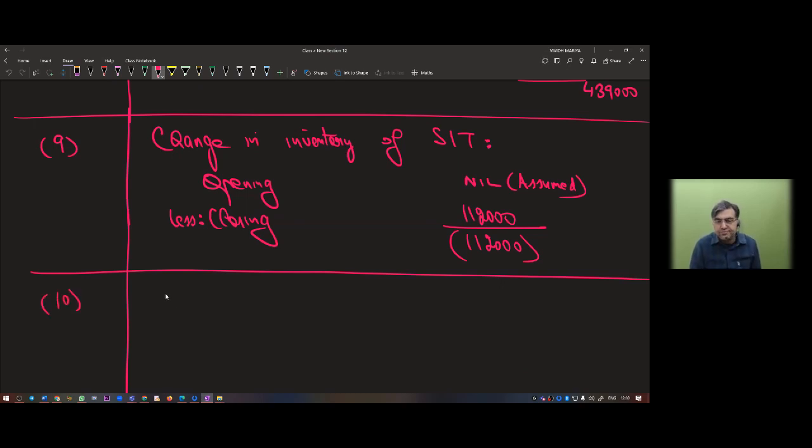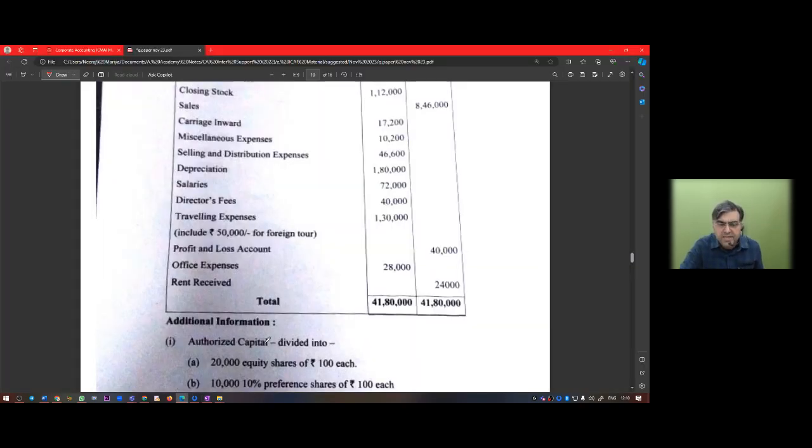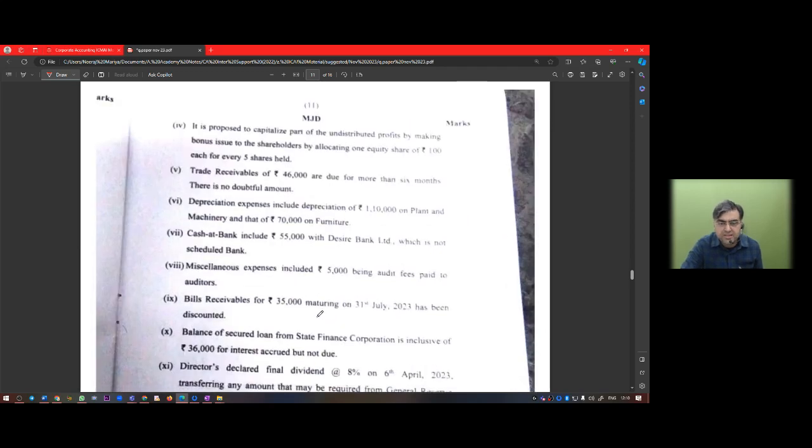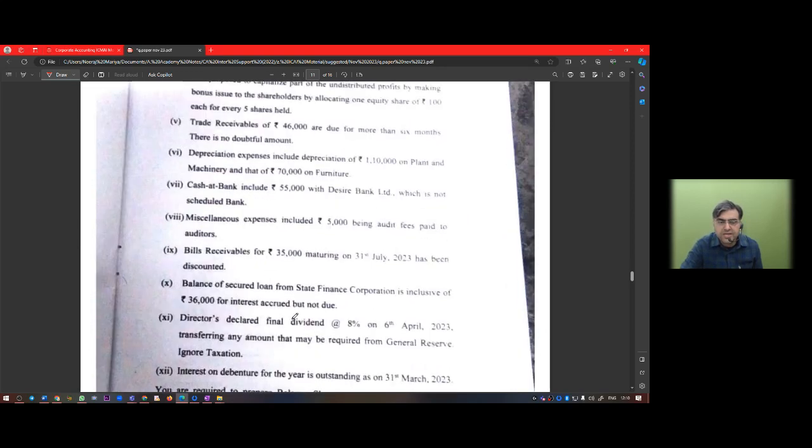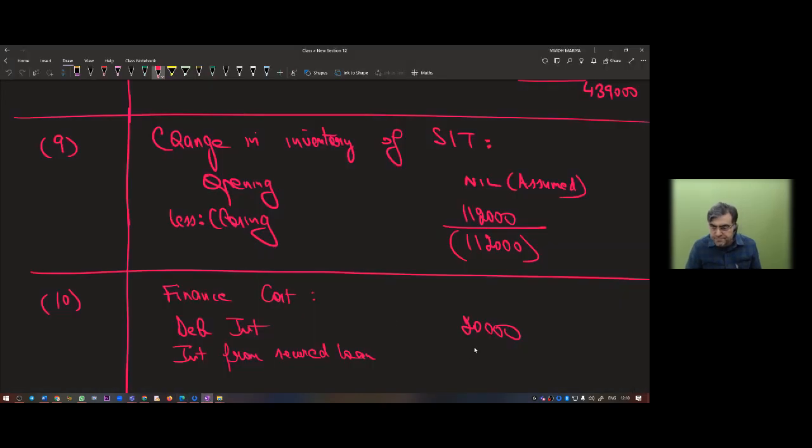Note number 10. Finance cost. That will include debenture interest of 20,000 and interest on secured loan. Interest on secured loan, I don't remember the figure. It was maybe 36,000, maybe something else. Interest on secured loan, 36,000. So this is going to be 56,000.